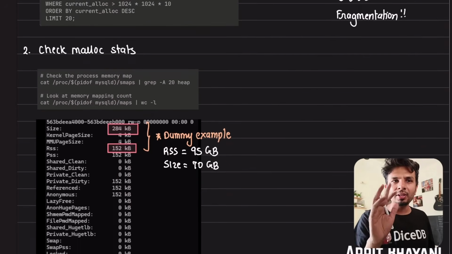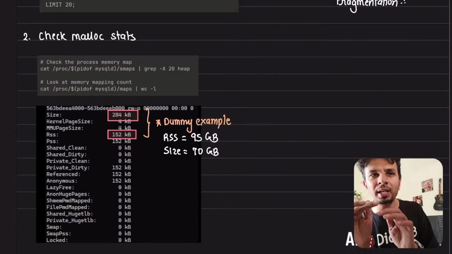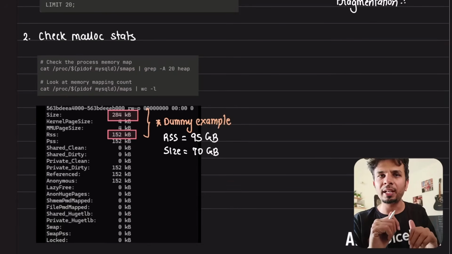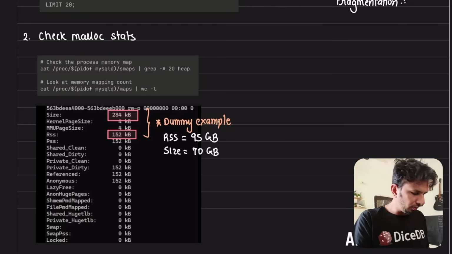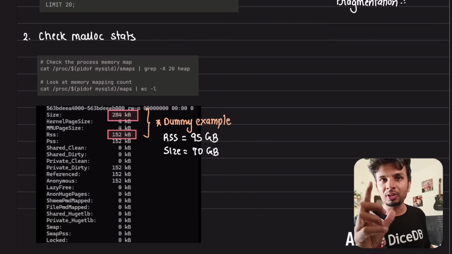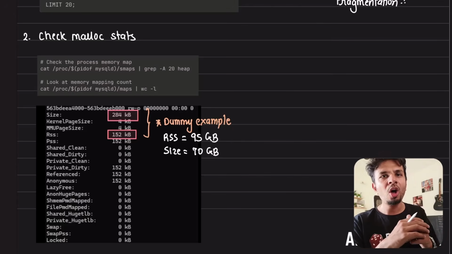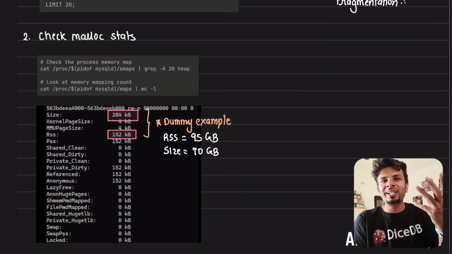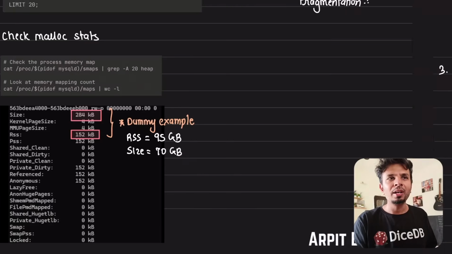Okay. Now, when you do this, you would find your size to be around 70 GB and your RSS to be 95. And here you would see, and that's what would start bugging you. Okay, what's happening? Because your memory, your malloc stats are way off, right, from what its actual should be. Now, what do you do next?